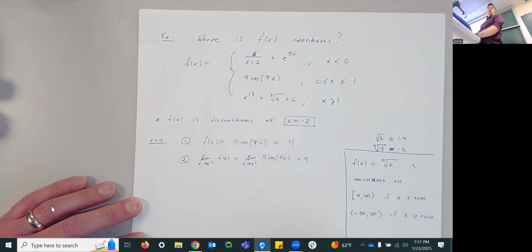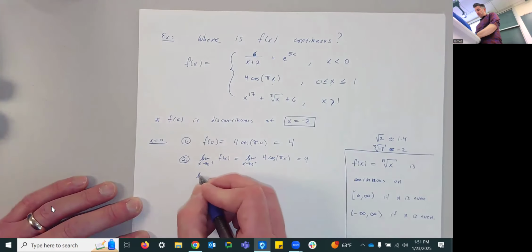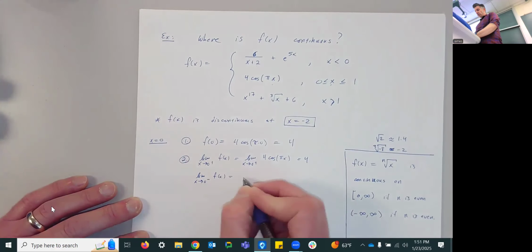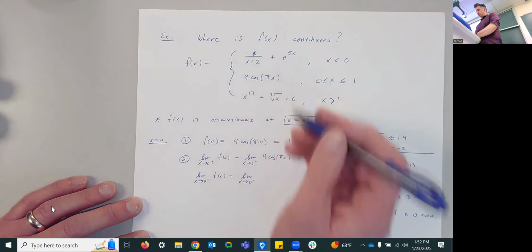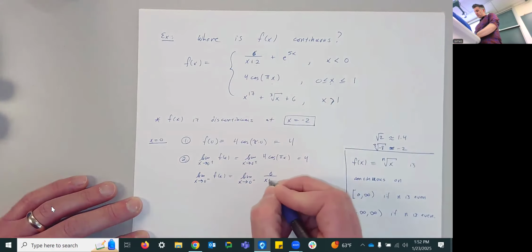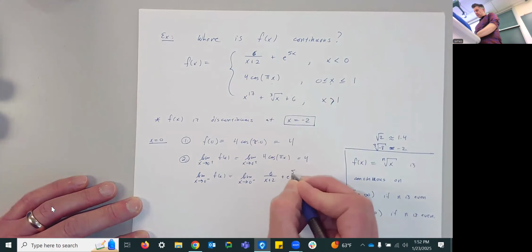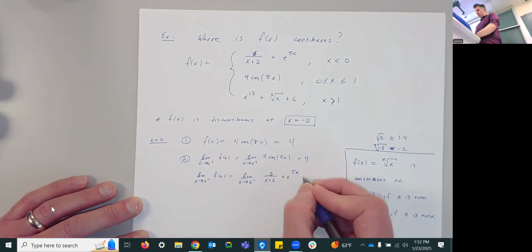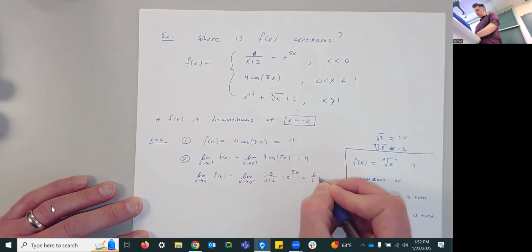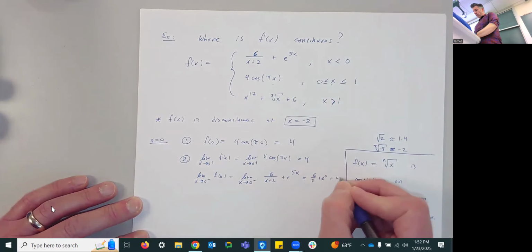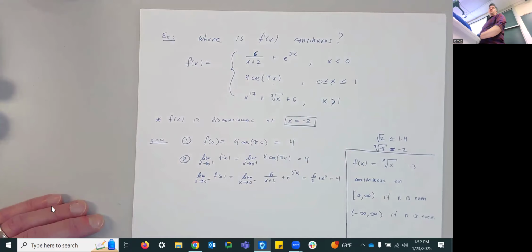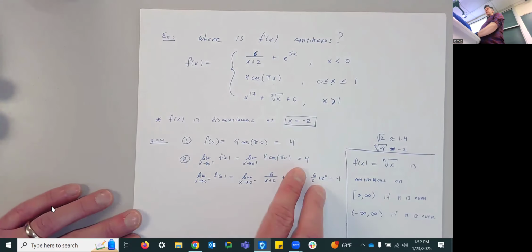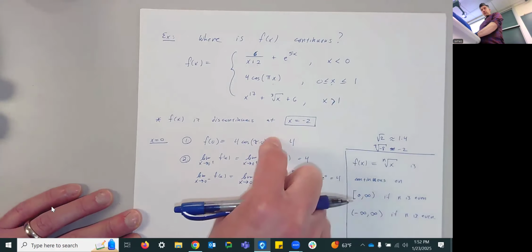That's not the question. The question is whether the other side is going to match or not. So the limit as x approaches 0 from the left of f of x, we're going to use the piece of the function where x is less than 0, which is 6 over 2 plus e to the 5x. We plug in 0, we get 6 over 2 plus e to the 0, which is 3 plus 1, which is 4. Hooray! So the limit exists, and it's equal to 4, which is equal to the function value.